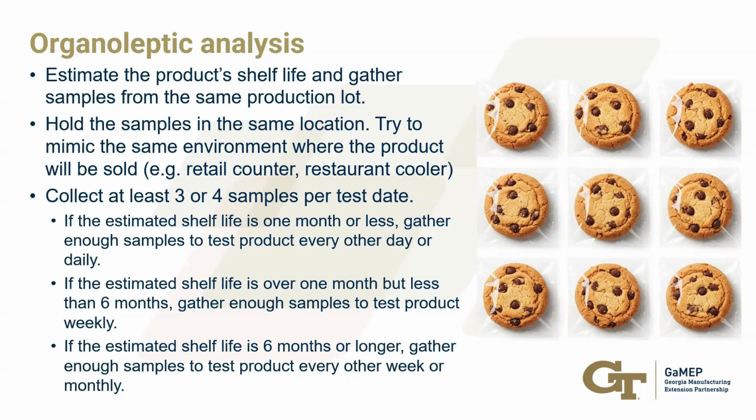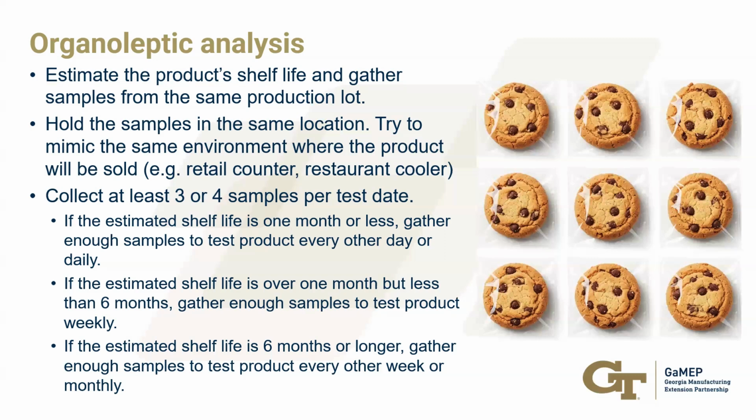So I've given some rough guidelines. Again, none of these are regulations. These are just guidelines on how I would approach collecting samples if I wanted to determine a shelf life study for a low-risk product like an individually packaged chocolate chip cookie. First, determine the shelf life you want your product to achieve or you hope that it will achieve. Then collect samples and hold those samples in a designated location so all the products are treated the same way. And you want that location to mimic where the product will be held or sold as much as possible.